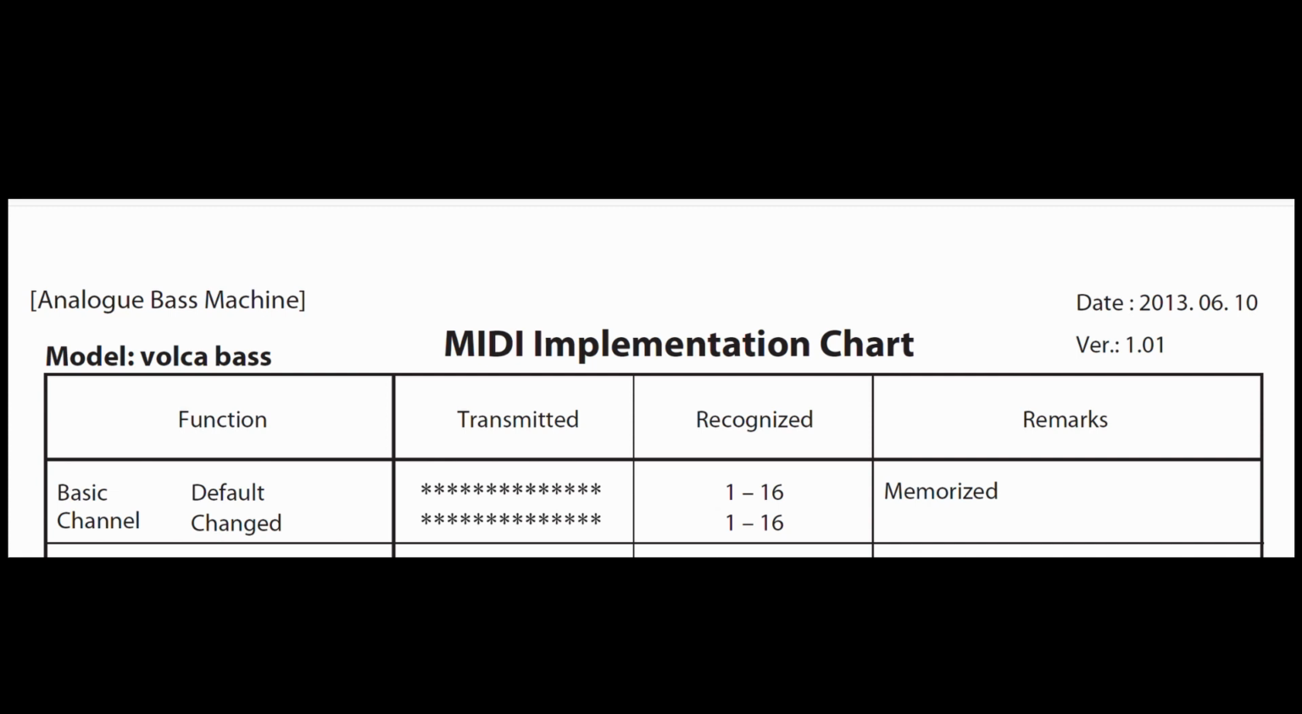So in this first category, basic channel, default or changed, we can set our machine to receive on channels 1 through 16. We can also change that to any of the other channels that we want, and it will remember. So this merely tells us that we can work on all 16 MIDI channels. And whichever one we choose, it will remember.